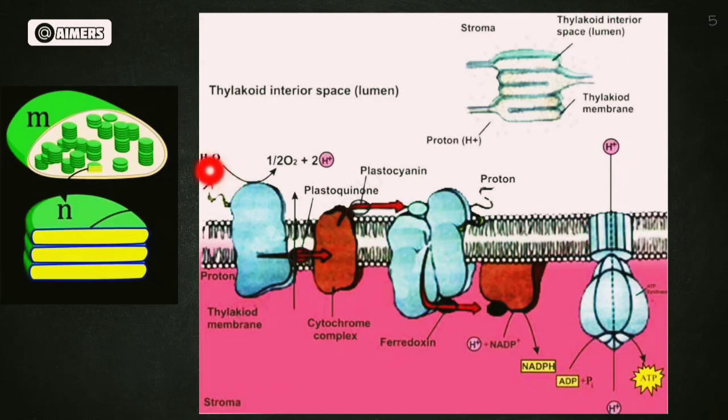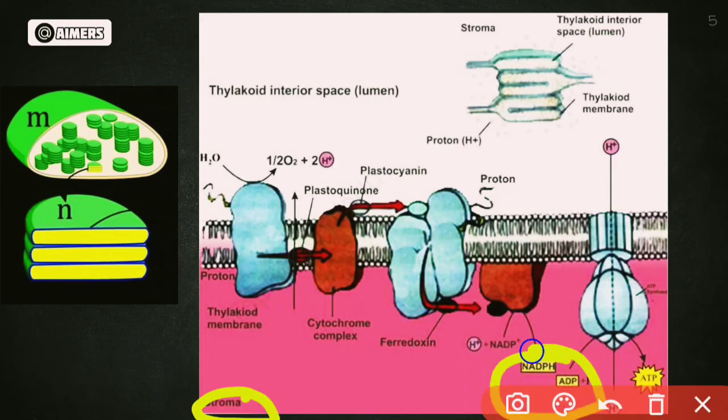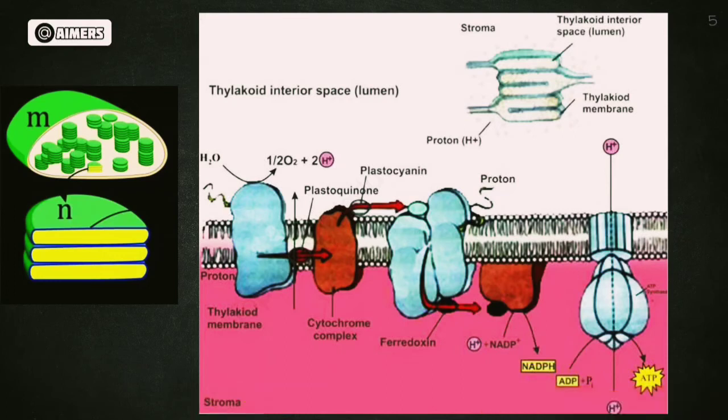Now look here that photolysis is taking place in the lumen. This pink portion is stroma mentioned over here. Like you can see from here, this is stroma. And then these are NADPH and ATP. So you can see that NADPH and ATP, they both are synthesized in the stroma. So it has been mentioned in your book. And one more point you have to remember is that this ATP synthase is a channel protein.